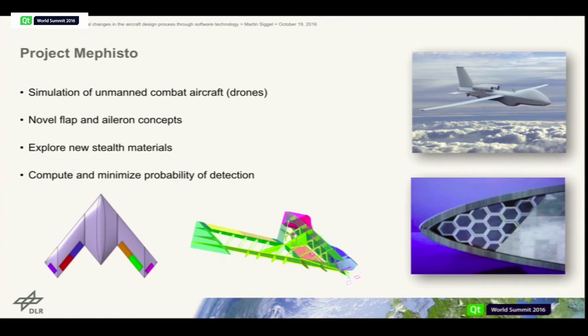Another project is the project Mephisto, where it's more about unmanned combat aircraft, so to say drones, where we analyze novel flap and aileron concepts, so these are the flaps, so to say, at the end of the wings, where we also want to explore new stealth materials, and for example we want to compute the probability of detection by radar or by infrared, and we want to minimize this probability. This is also a different aspect, right?